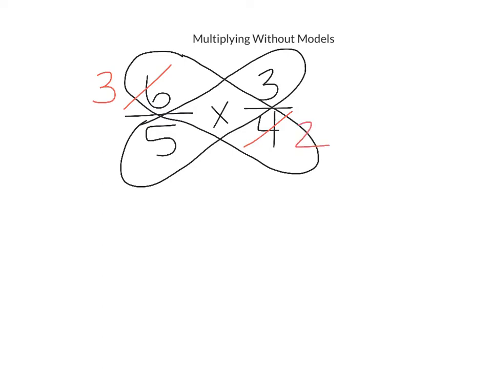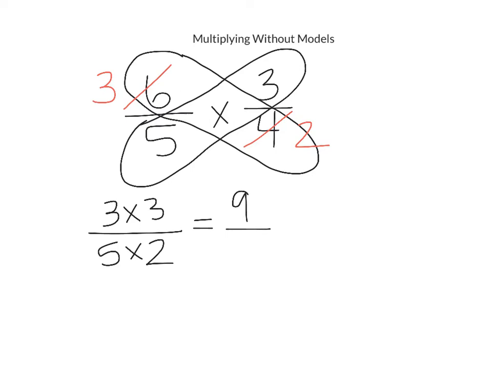We take a look at 3 and 5. Unfortunately, 3 and 5 don't have any factors in common, so we can't simplify there. We take a look at what we now have left. We have 3 times 3 over 5 times 2. And then we just multiply straight across. 3 times 3 equals 9, and 5 times 2 equals 10.